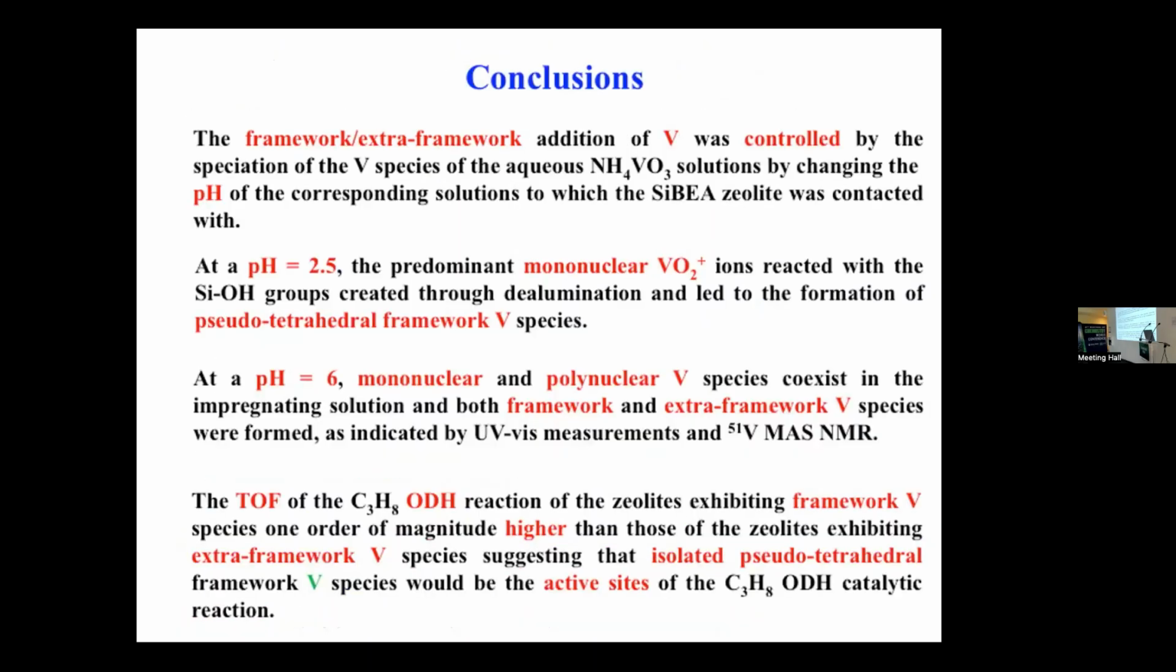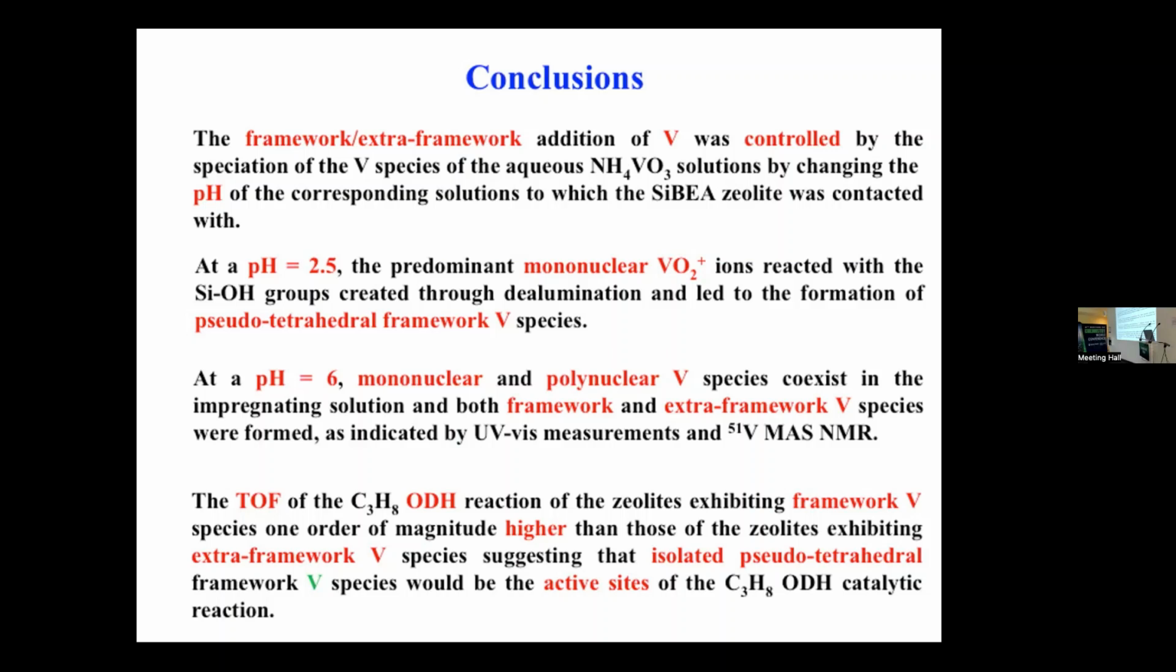In conclusion, we can see that at pH 2.5, the predominant mononuclear vanadium cation reacted with the SiOH group created by the dealumination, and this led to the formation of pseudotetrahedral vanadium species. In contrast, at pH 6, mononuclear and polynuclear vanadium species coexist in the impregnated solution, and both framework and extra-framework vanadium species can be formed. This is indicated and confirmed by UV-Vis DRS measurements and NMR.